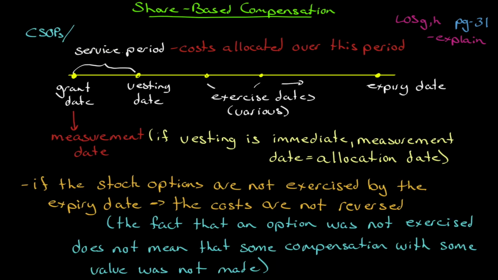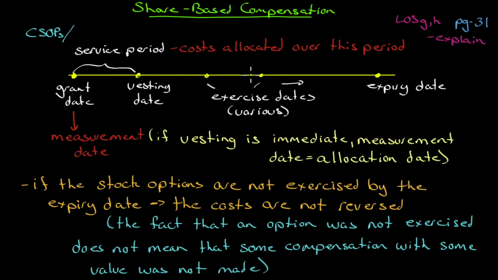So let me put a timeline up so that we have all of the language down so we understand what all these dates are. The grant date, that's the measurement date. That's the date that we actually granted somebody options. There may be a vesting period. From the grant date to the vesting period, that's called the service period. Costs are allocated over this period. So let's say this were 3 periods and the grant date fair value of the measurement at that point in time was $300,000. We would record $100,000 per year over the next 3 years for compensation expense.